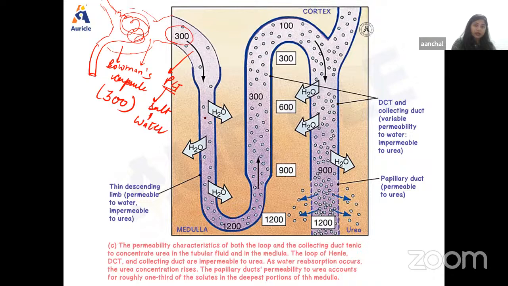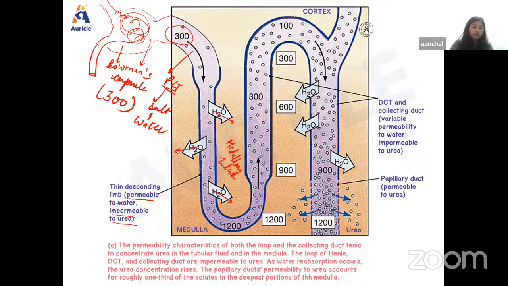Next we have the descending part and the ascending part. Before proceeding, we should learn that the thin descending limb is permeable to water and impermeable to urea. This thin descending segment is always permeable, meaning more and more H2O will be reabsorbed, but no reabsorption of salt will occur. Whenever the fluid passes through this descending segment, water is reabsorbed from the tubule into the medullary interstitium. Here we have the medullary interstitium.